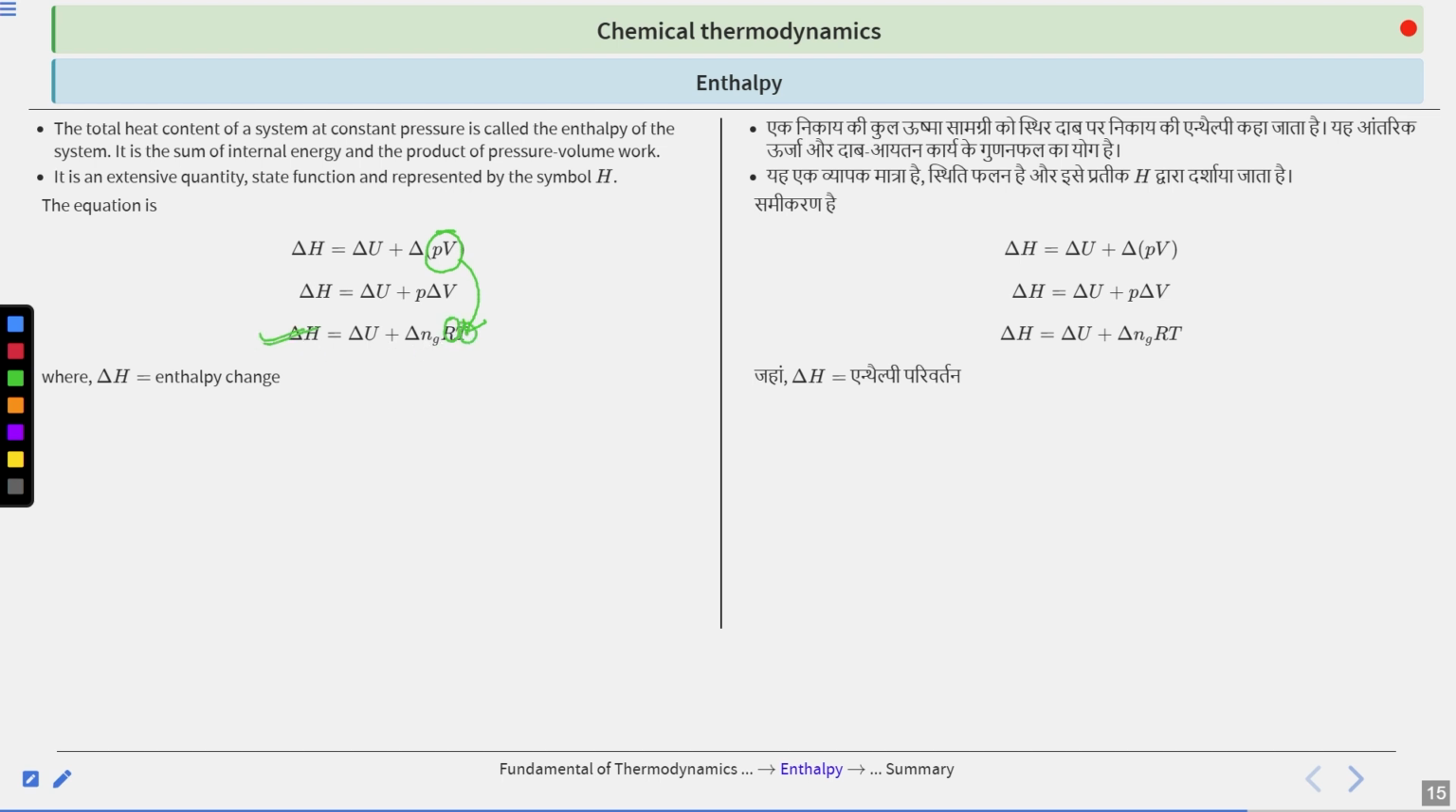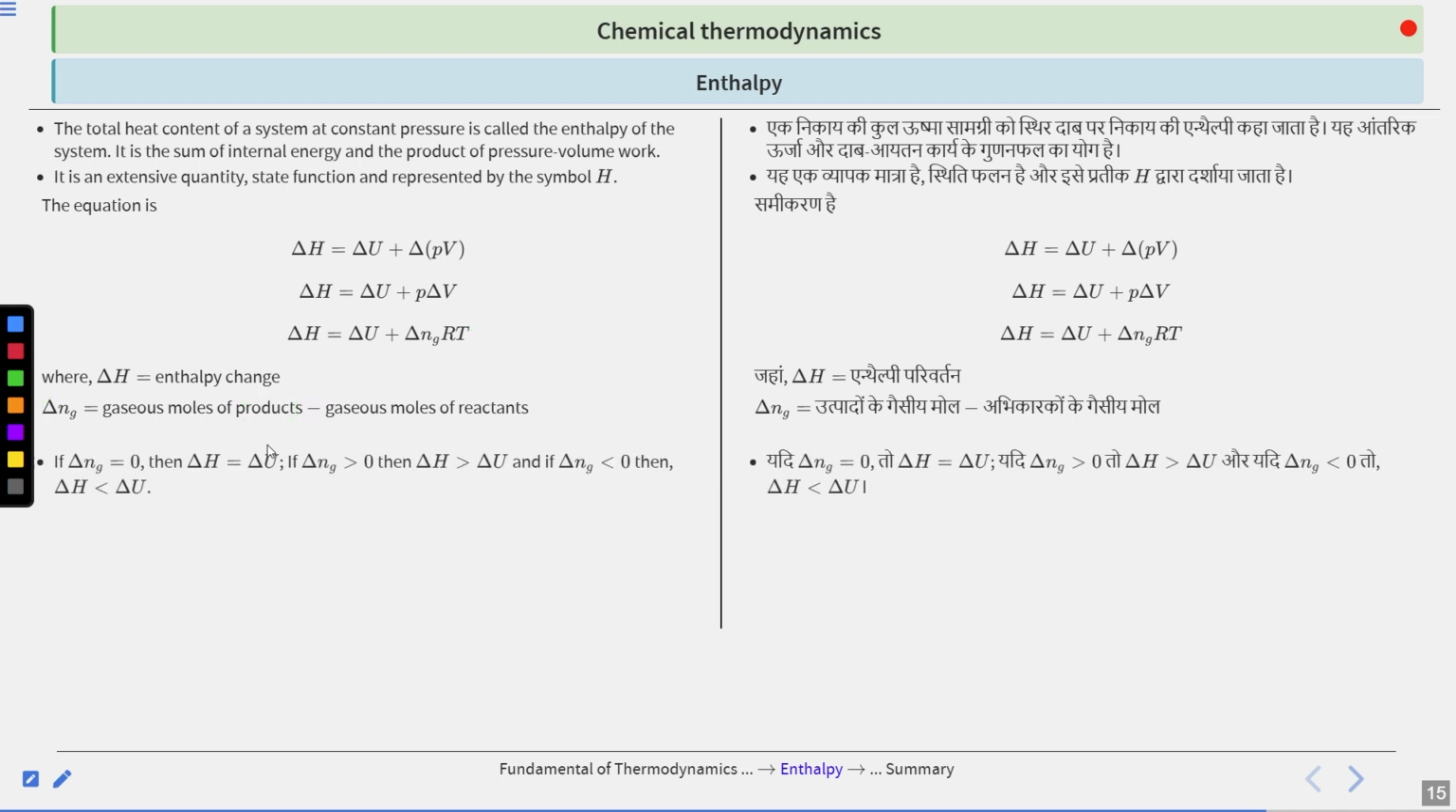So this equation is also very important. It will be used in reactions multiple times because in this case you're keeping temperature constant and instead you are getting your enthalpy, and the reason is that you're doing a chemical reaction. n_g is what? We are applying the gas law here. This is the change in the number of gaseous molecules, product minus reactant. Now if delta n_g is 0, then delta H is equal to delta U, very obvious. If it is greater than 0, that means delta H is greater than delta U. And if it is less than 0, then delta H is less than delta U.